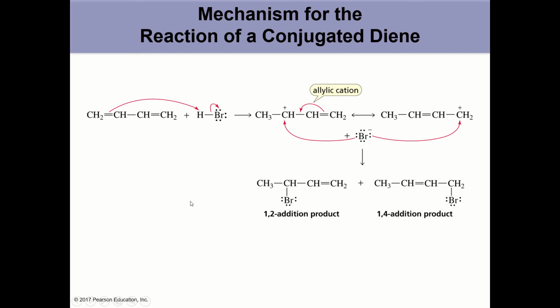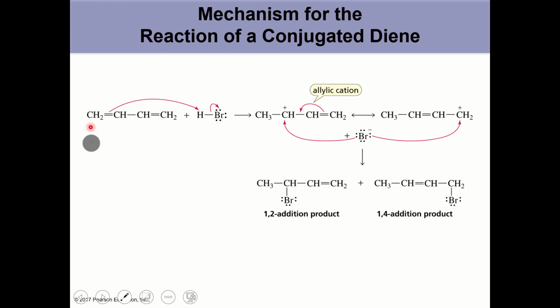Okay, at the end of video 5, we were covering 1,2 and 1,4 product addition. So here we have another example of how 1,2 and 1,4 addition are possible with conjugated dienes. And a reminder that a conjugated diene is two or more pi bonds with one single bond separating the pi bonds.